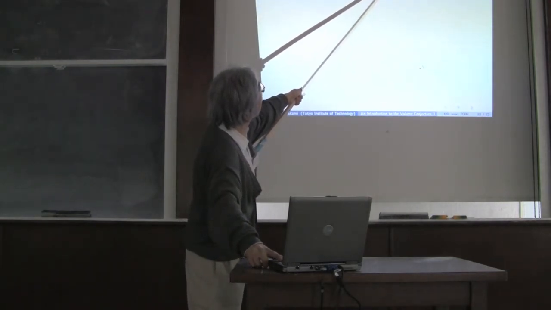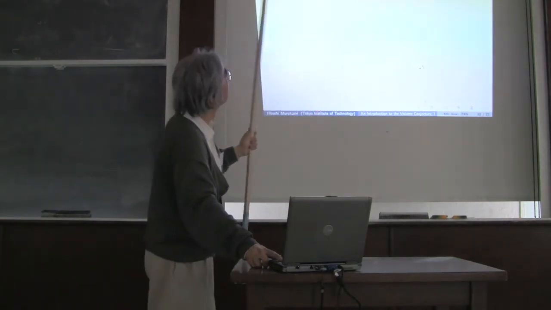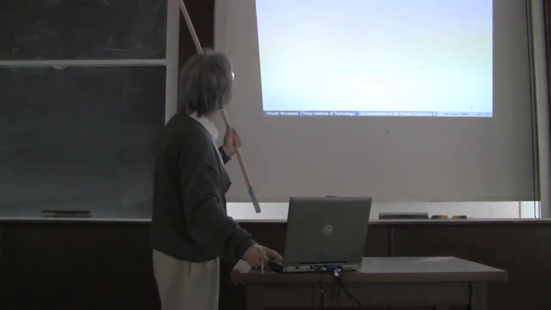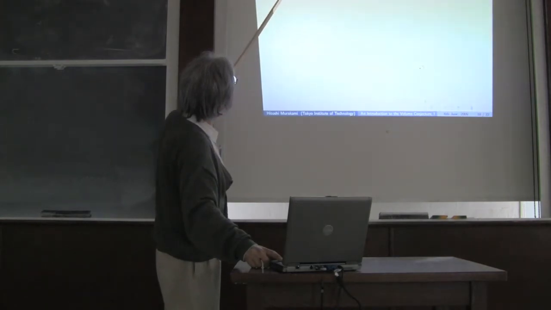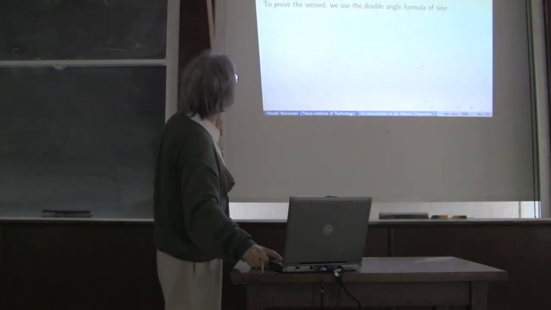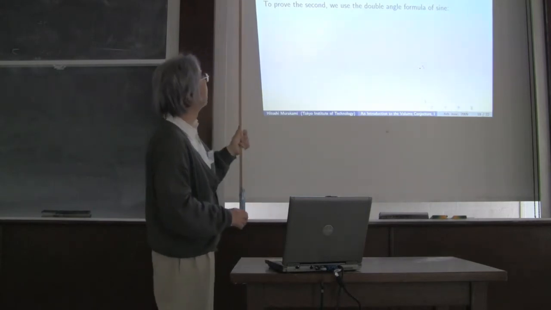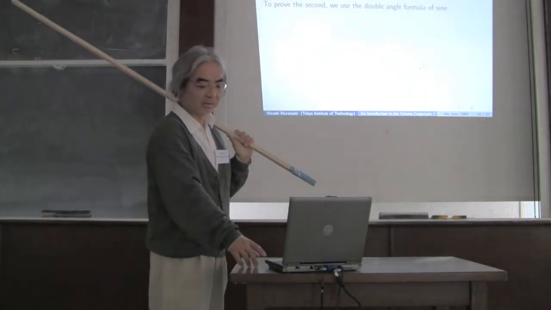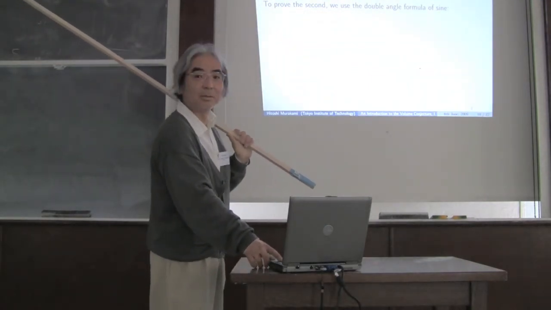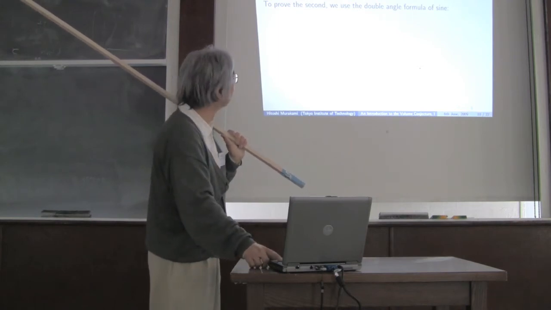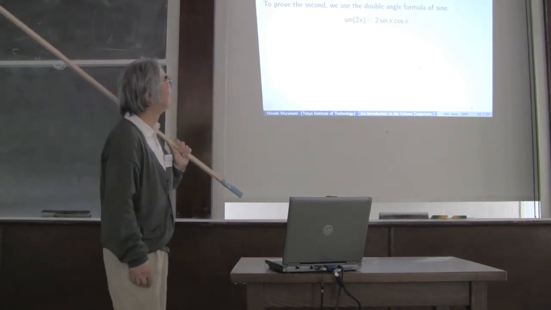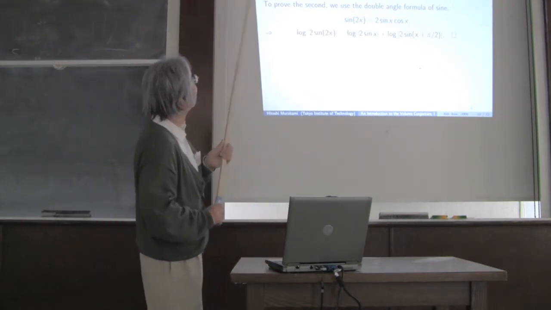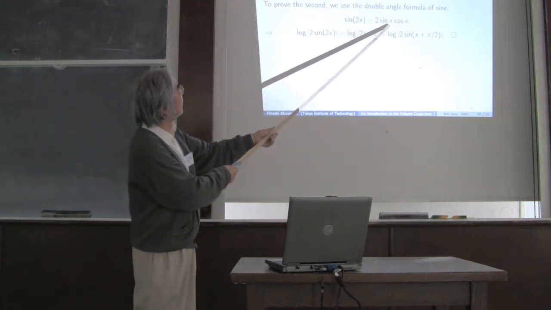So this is an odd function, and it has this kind of formula in general. We can replace n times theta with a smaller sum of these things. The proof of the first one is quite easy, and for the second, we use the double angle formula of the sine. Do you remember? Double angle: sine of 2x is equal to 2 sine x cosine x.